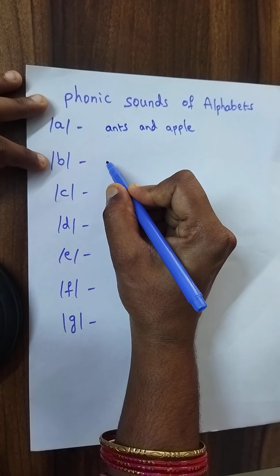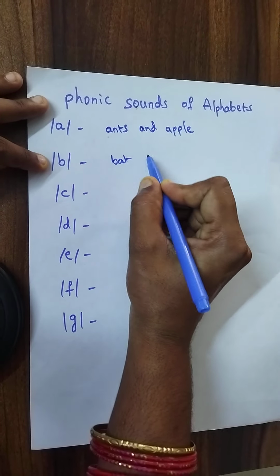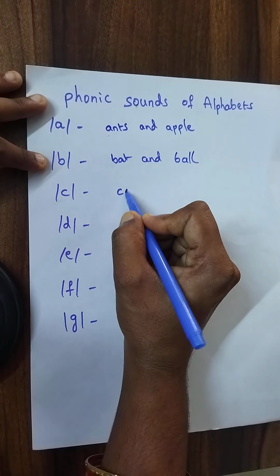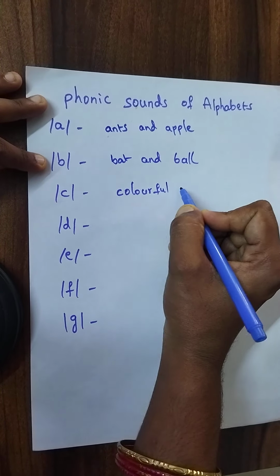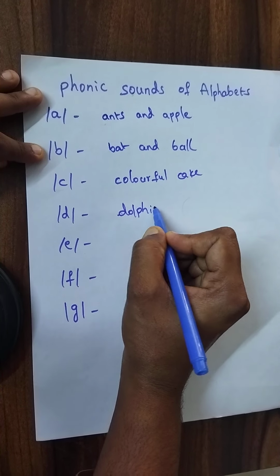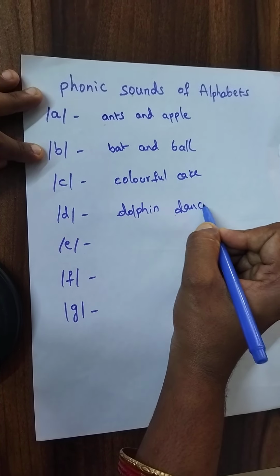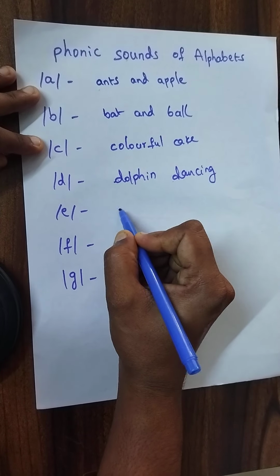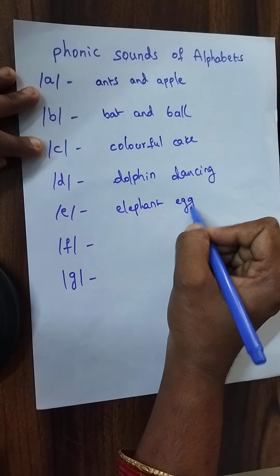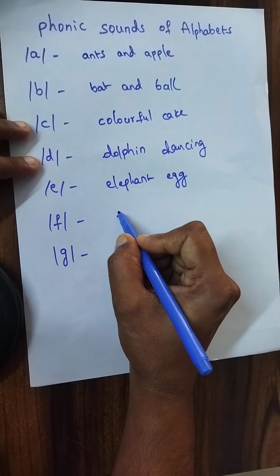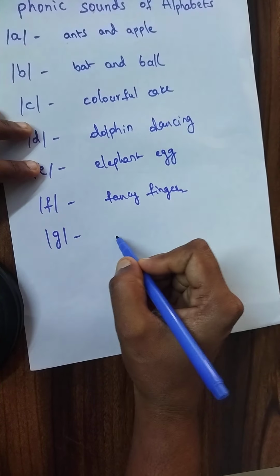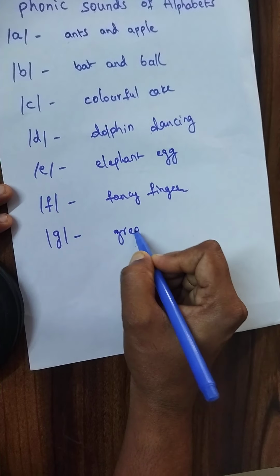Next, here we have the sound of B. We are writing bat and ball. For C, colorful cake. For D, dolphin dancing. E, elephant, egg. For F, fancy finger. G, great grapes.